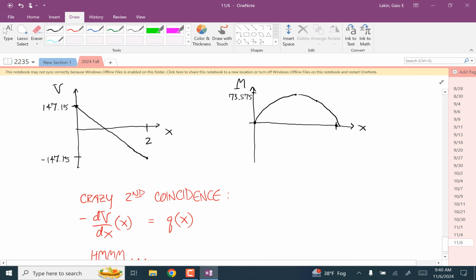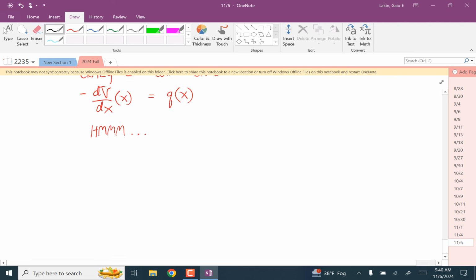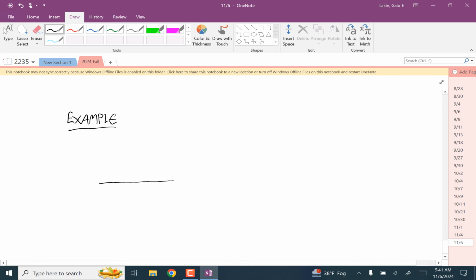So, okay, let's do another example. So this time let's say we have a cantilever beam and a triangular distributed load.